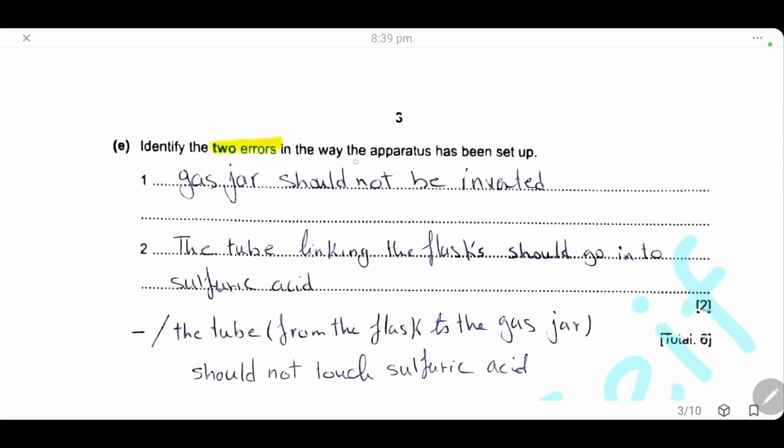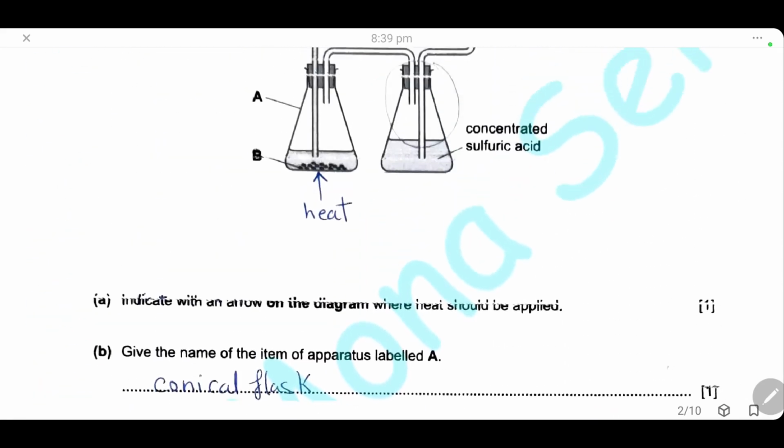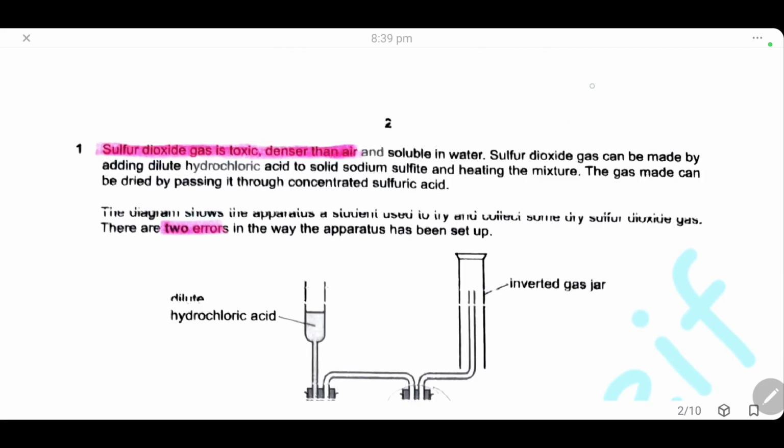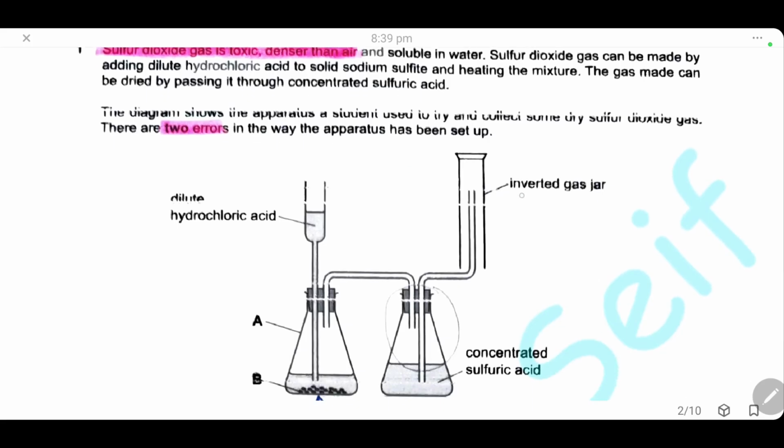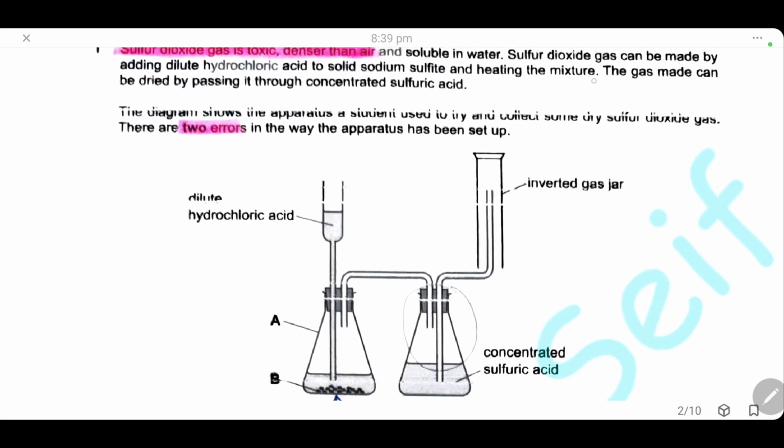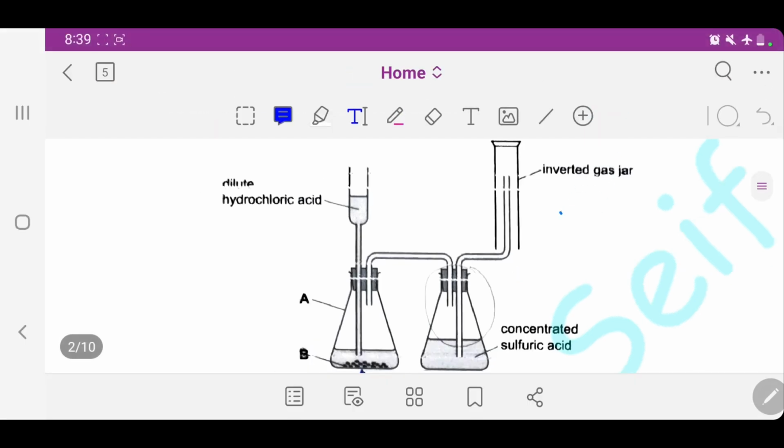Identify two errors in the way the apparatus has been set up. Number 1, the gas jar should not be inverted. It is mentioned in the beginning of the question that sulfur dioxide gas is denser than air, so it should not be collected in an inverted gas jar because it will escape from the gas jar. So the first error: the gas jar should not be inverted.